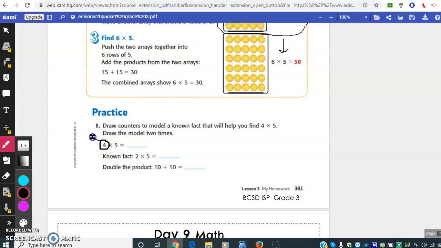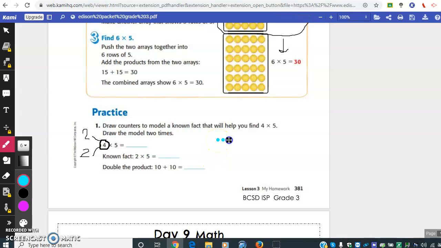I want to break 4 down into its double partners. 2 and 2 make 4. So I want to do an array of 2 times 5 and then another array of 2 times 5. Now I know that we already know 4 times 5 is 20, but it's a good fact for us to start with. So I'm going to make myself an array that is a 2 by 5 array. So I'm going to make 2 rows of 5.